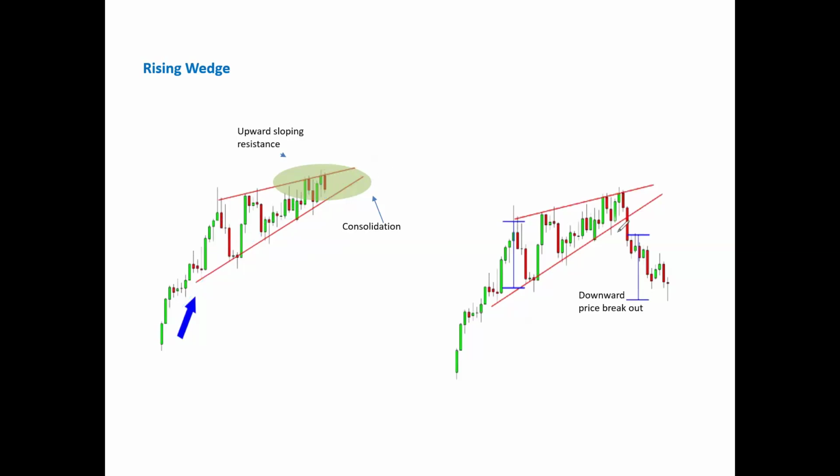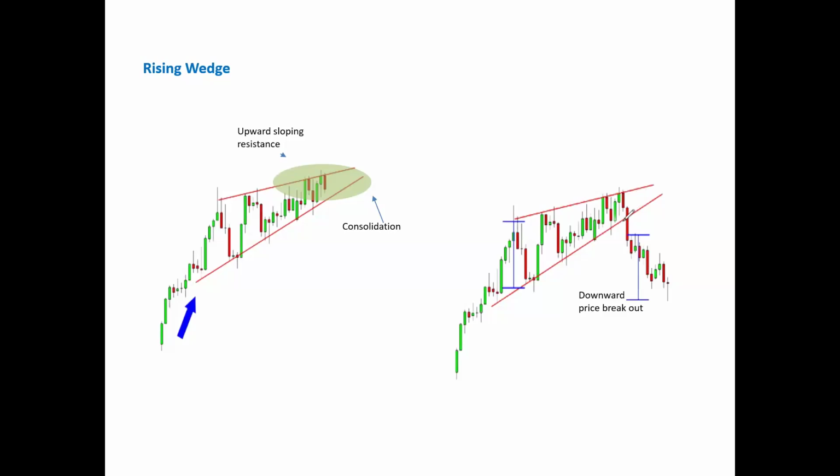So from that point, price now breaks out downwards. So even though price is rising, if we call it a rising wedge, which means price is trending up, we are actually expecting a bearish breakout in price. So in other words, this rising wedge pattern is to give us bearish opportunity, a bearish breakout.